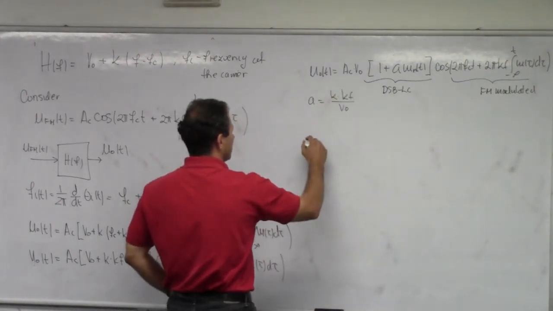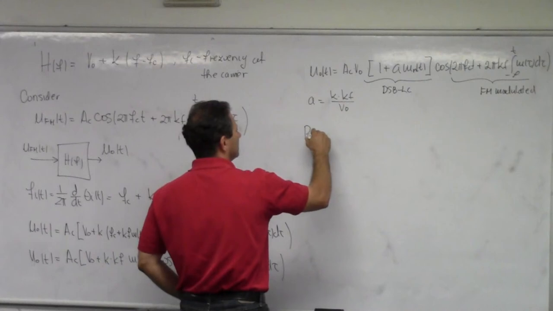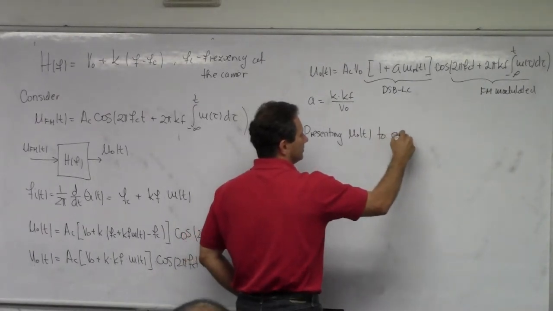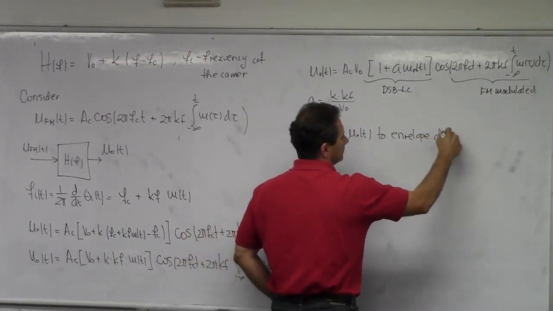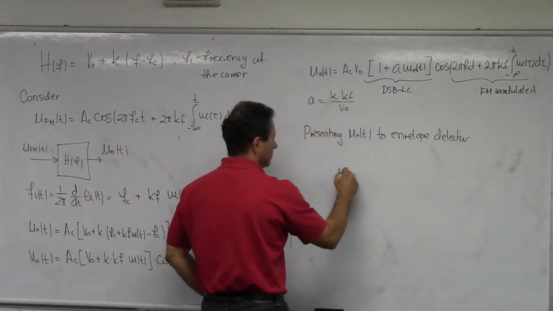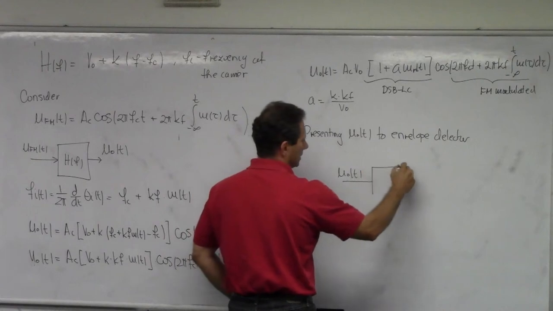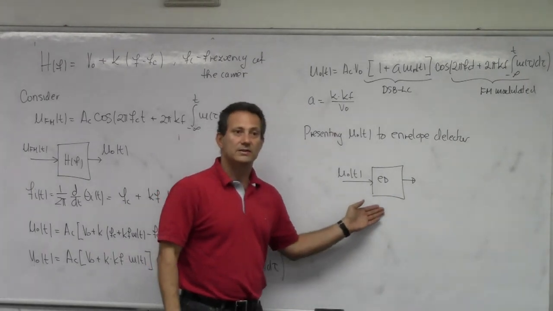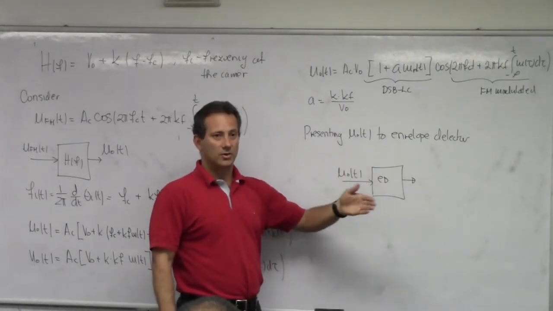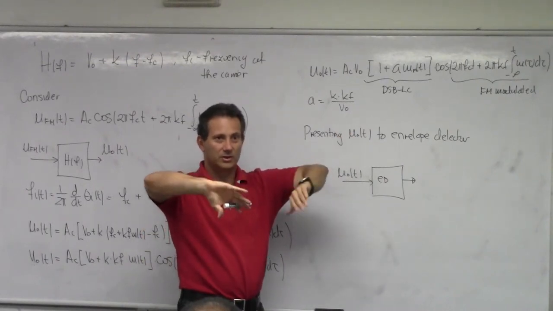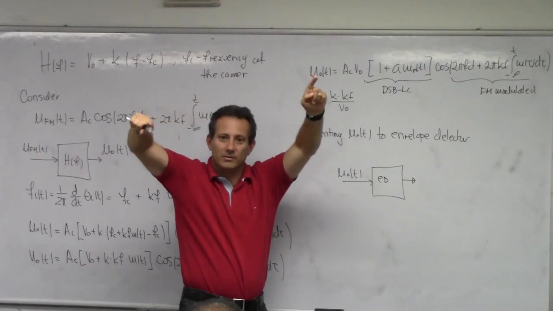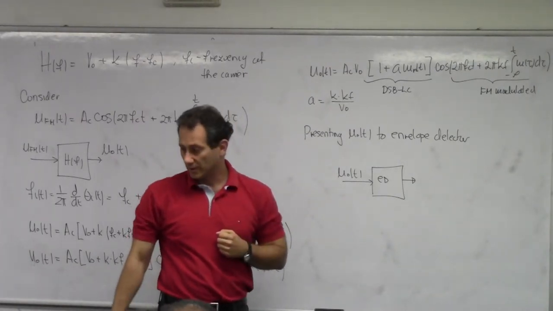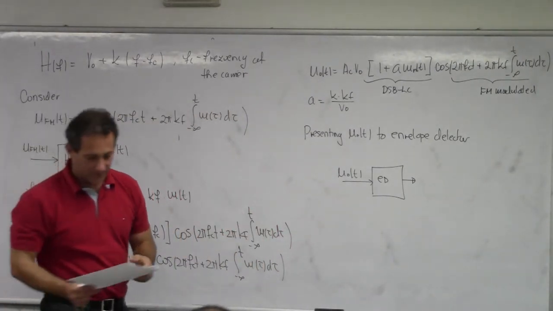So I present this signal, u_o(t), to an envelope detector. And we saw last time, what is an envelope detector? It's a rectifier followed by a low pass filter. It takes the negative parts of the sinusoid and flips them over, and then it goes on top of all these crests of the sinusoid, and you accomplish that through the low pass filter.